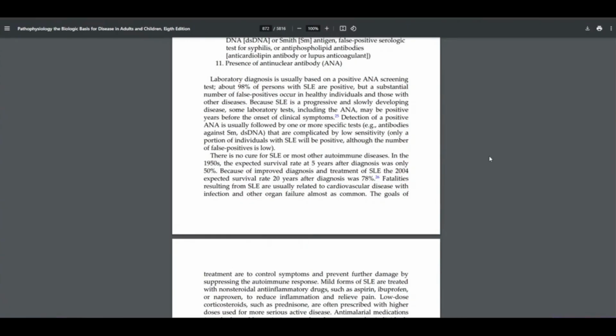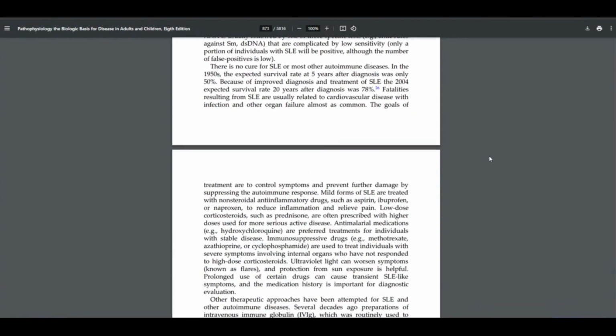Detection of a positive ANA is usually followed by one or more specific tests, antibodies against Sm or dsDNA, that are complicated by low sensitivity. Only a portion of individuals with SLE will be positive, although the number of falsely positive is low. There is no cure for lupus, or most other autoimmune diseases.